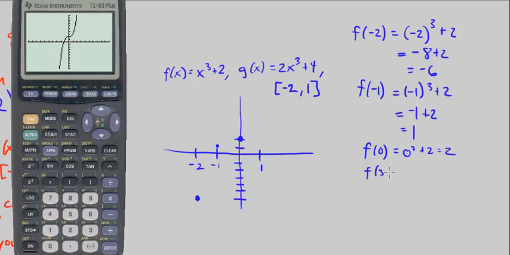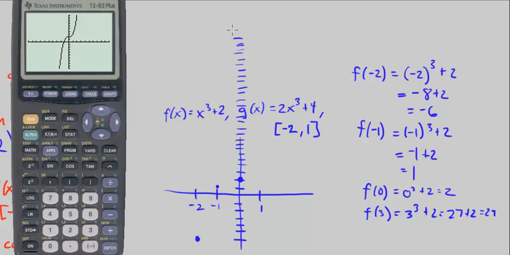And finally, f of 3 is going to be 3 cubed plus 2. That's 27 plus 2 is 29. So at 1, it's all the way up here. Oh my goodness, I should have made my y-axis even longer. So 1, 2, 3, 4, 5, 6, 7, 8, 9, 10, up through 20, and then on to 27, 28, 29. So it's all the way up here, right?